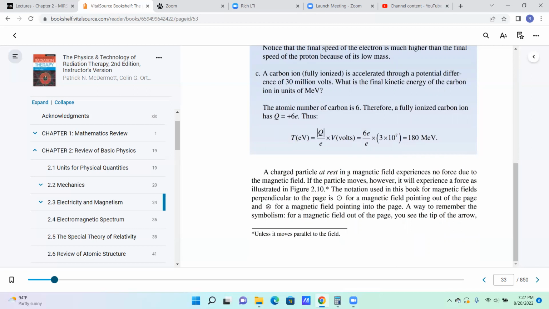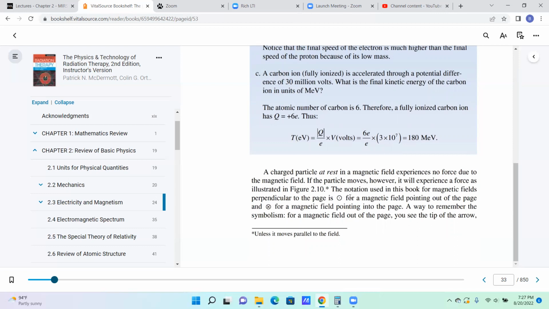So, a charged particle at rest in a magnetic field experiences no force due to the magnetic field. If a particle starts to move, however, it will experience a force. The notation in this book for magnetic fields perpendicular to the page is this for magnetic field pointing out, just like coming straight at your face. And this is a magnetic field pointing in to the page, in other words, going away from you.